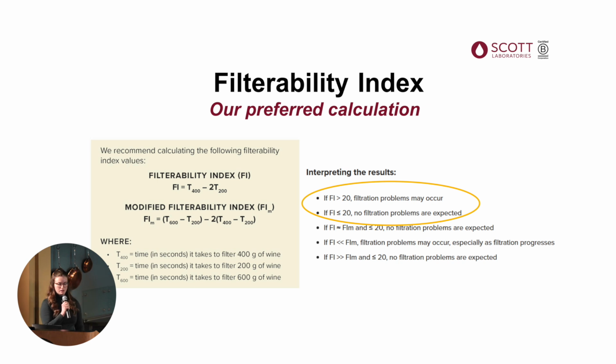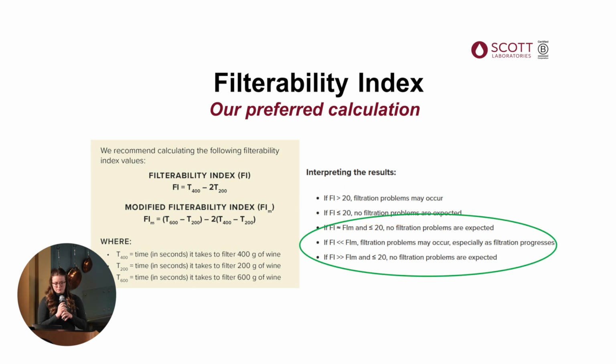Using filterability index alone, it can be hard to get a definitive answer on whether your filtration will be good. So we kind of have two potential options here. Filterability index greater than 20, filtration problems may occur. Filterability index less than or equal to 20, no problems expected. But with modified filterability index, the part of the calculation that uses that T600, that extended measurement, we can get a little bit more information. So comparing filterability index and modified filterability index gives a better picture of what may occur as time progresses.